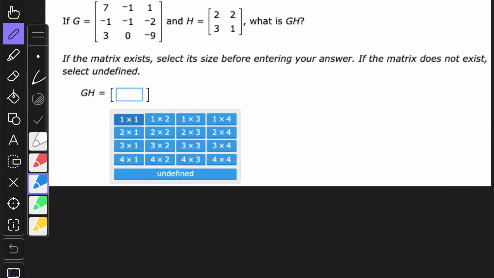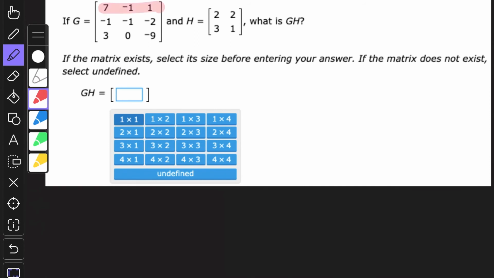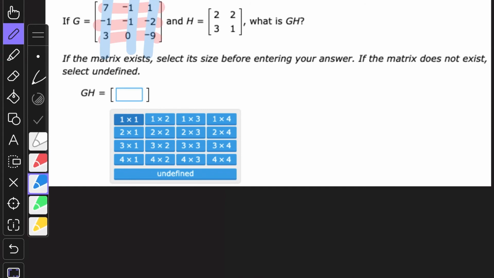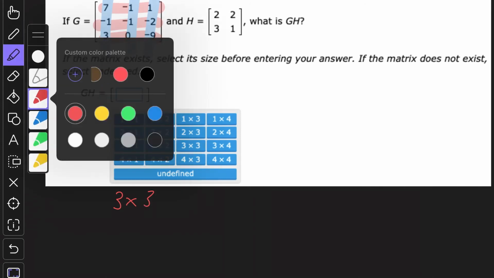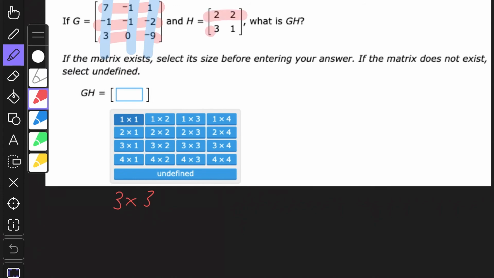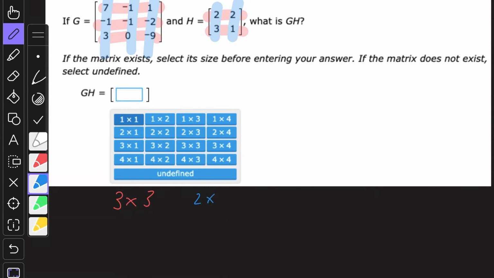So let's look at matrix G. We see that it has 1 row, 2 rows, 3 rows with 1, 2, 3 columns. That's G is a 3 by 3. And then matrix H in this case is 1 row, 2 rows, and then 1, 2 columns. So matrix H is a 2 by 2. And so looking at those inside numbers, that is not doable since those are not both 3 or not both 2. And so in this case, I would hit undefined and then move on. So that problem is not doable.